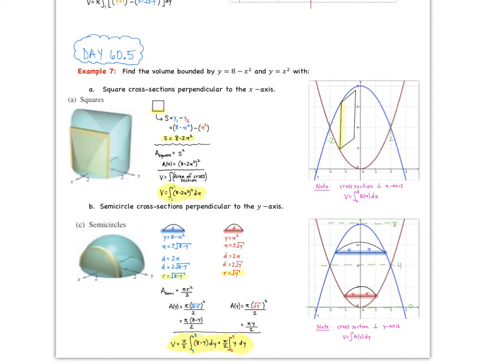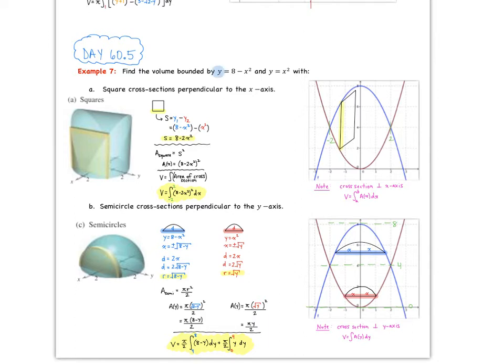Okay, we're going to finish up the 7.2 volume disk method today, but we're going to focus on cross sections. And we're going to find the volume based on different cross sections within this diagram. So we're going to look at our diagram where we're bounded by y equals 8 minus x squared and y equals x squared.